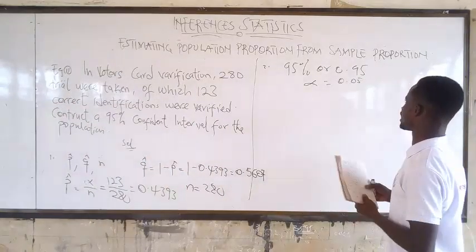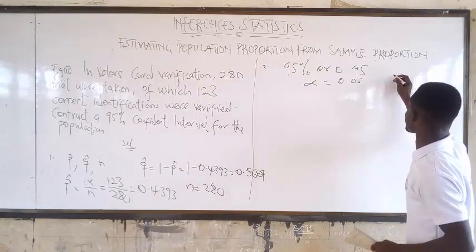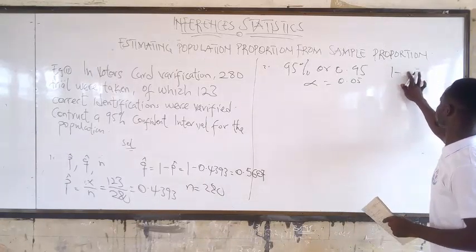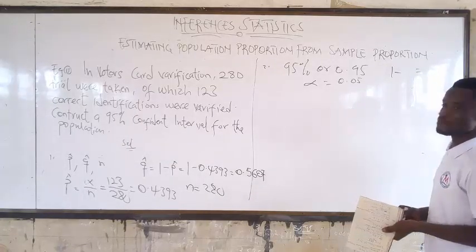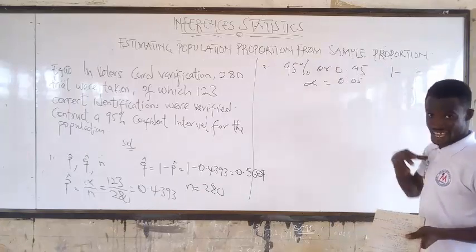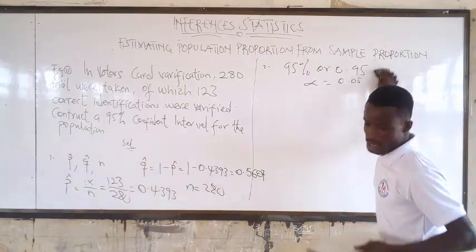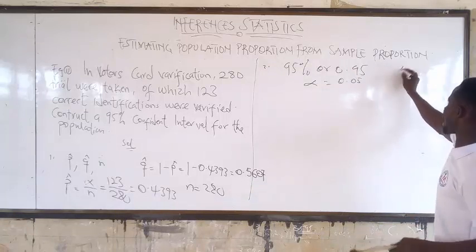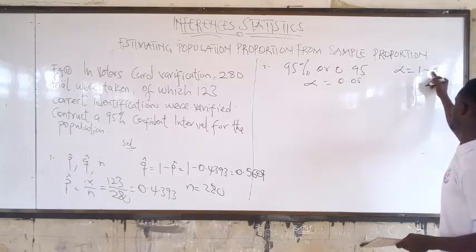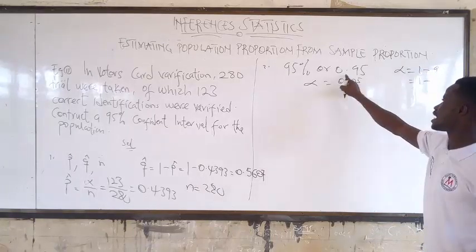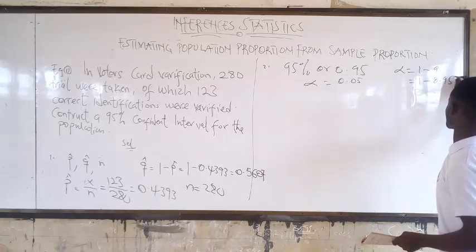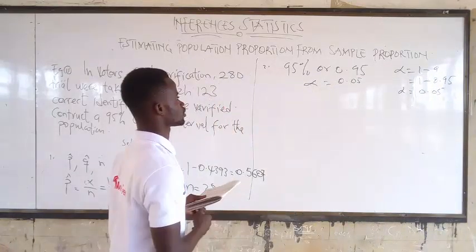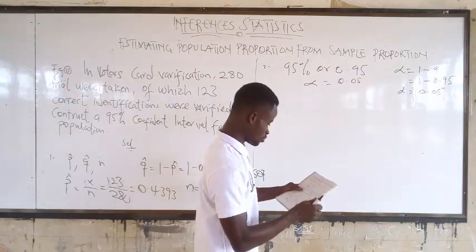We have identified our alpha here. Let me use A to represent the confidence level. To get the alpha, it is 1 minus A, and A is 0.95. Therefore, the alpha will be 0.05. Let me use that so you understand it more. After getting this, you now come back to find your z-score.